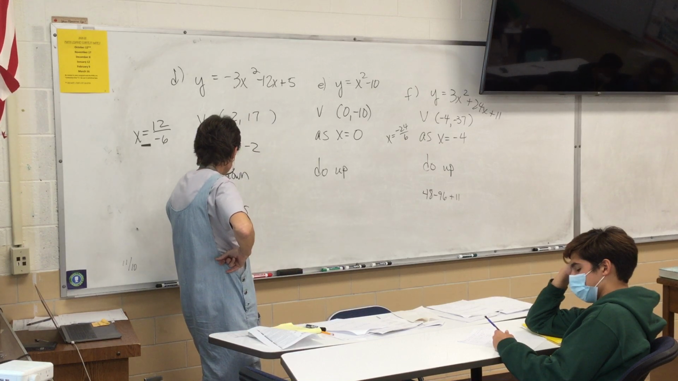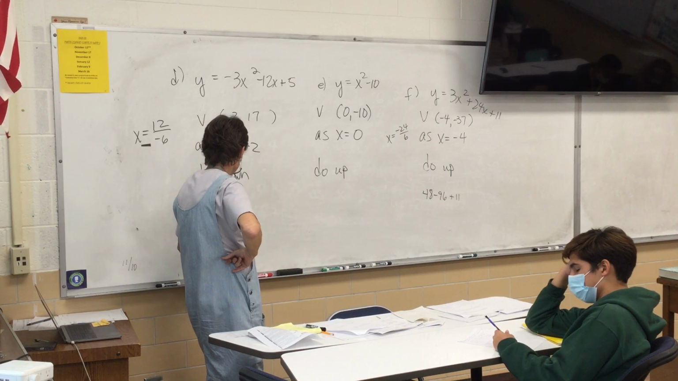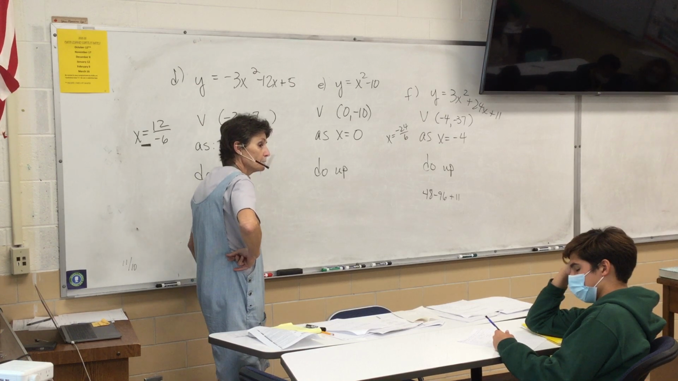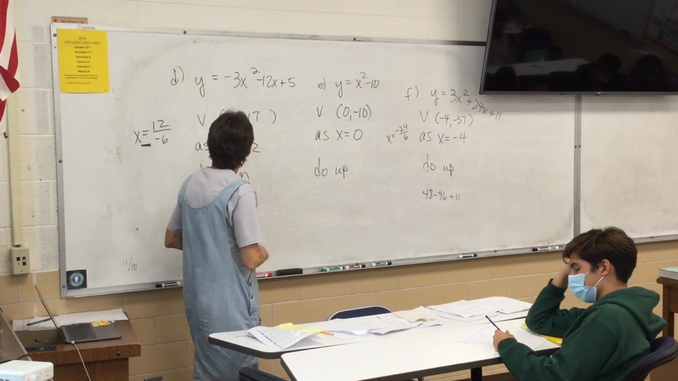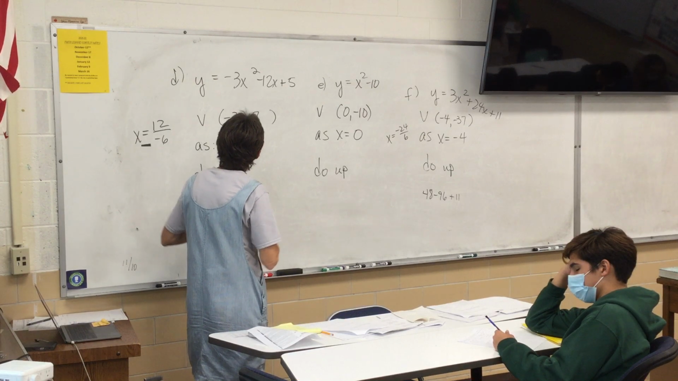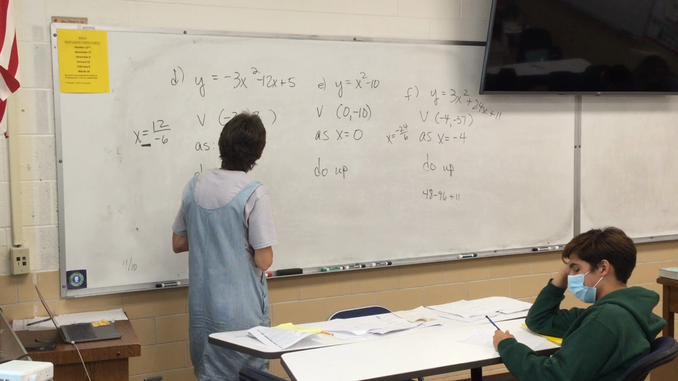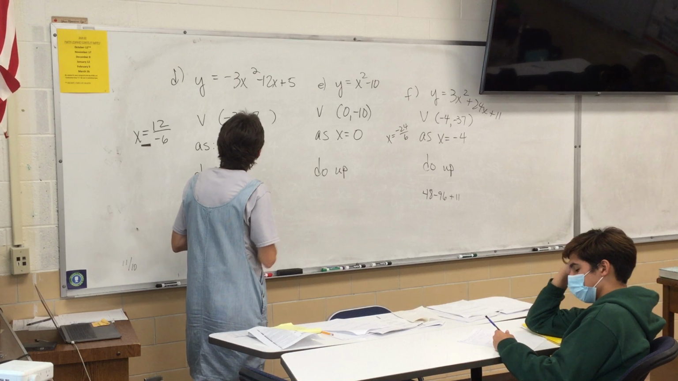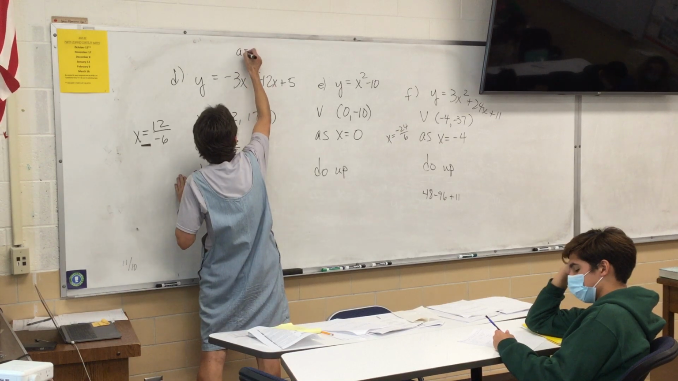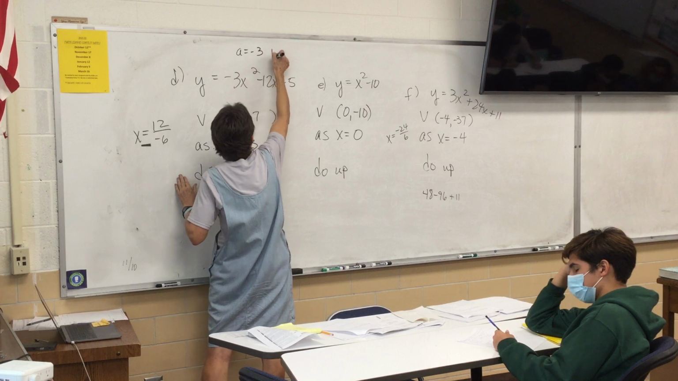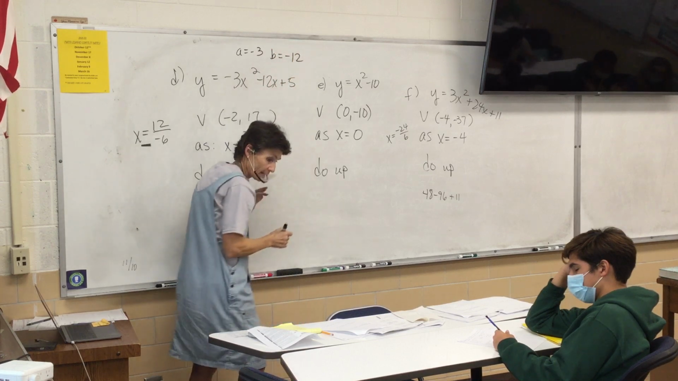So Avery, are you saying I have a mistake? I am probably wrong. No, you might be. Which one is it on? On D. What part is wrong? I had negative 12 over negative 6, which was a positive 2. Okay, so A is negative 3 and B is negative 12. Is that right? Did I copy it right?